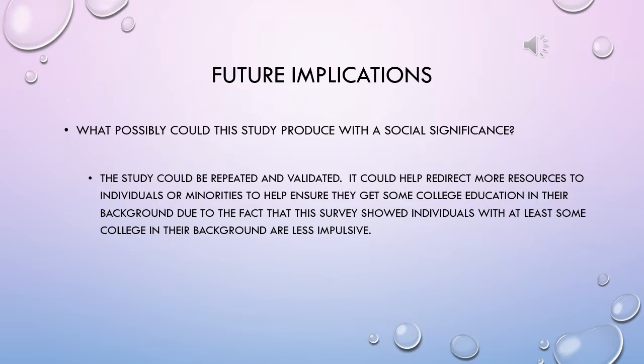In regards to future implications, what possibly could this study produce with a social significance? Well, the study could be repeated and validated. It could help redirect more resources to individuals or minorities to help ensure they get some college education in their background, due to the fact that this survey showed individuals with at least some college education in their background are less impulsive.